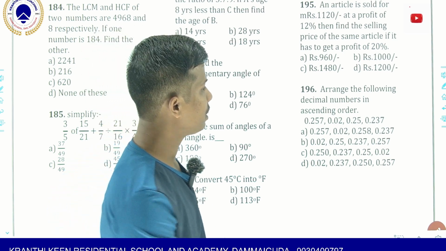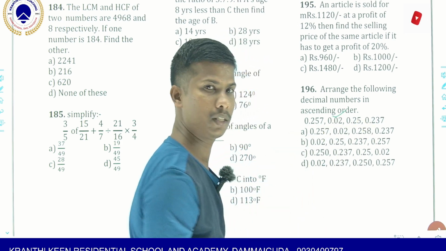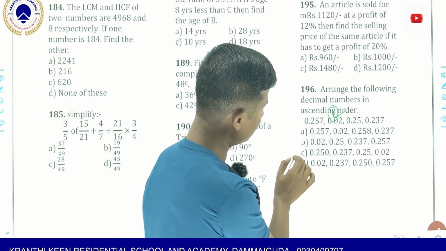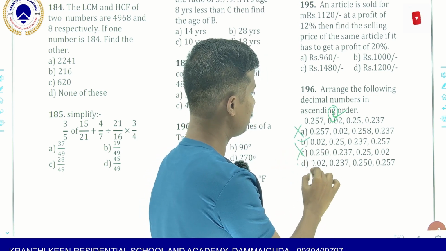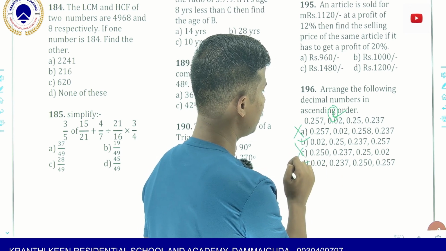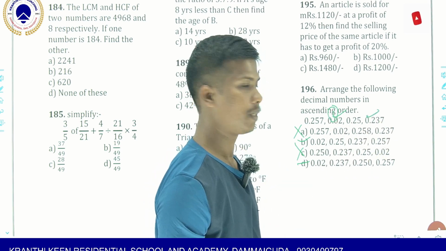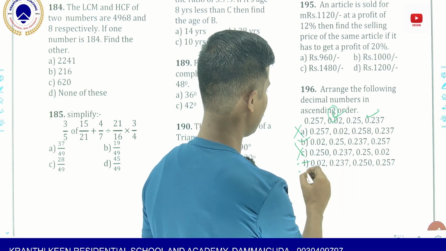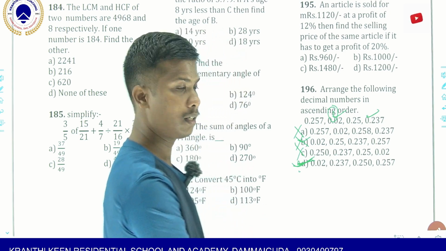You see, which one is the smallest here? 0.2, 0.02. This is the smallest, so this is the first number you give. This option is eliminated, this option is eliminated. Only two are left. Next, after 0.02, what's the next one? You will get 0.23, no? 0.237. And where is 0.23 there? This is also eliminated. And what will we get? Option D as the correct answer.